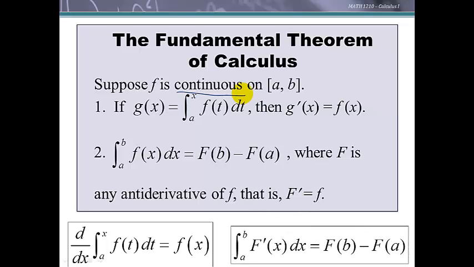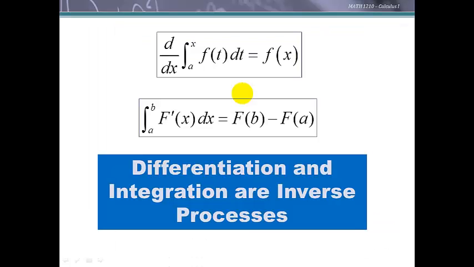And if we want to do a definite integral, we don't need to actually calculate the area and sum things up like we were doing. We can find the antiderivative and take f of b minus f of a. What this tells us is an important fact that differentiation and integration are inverse processes.